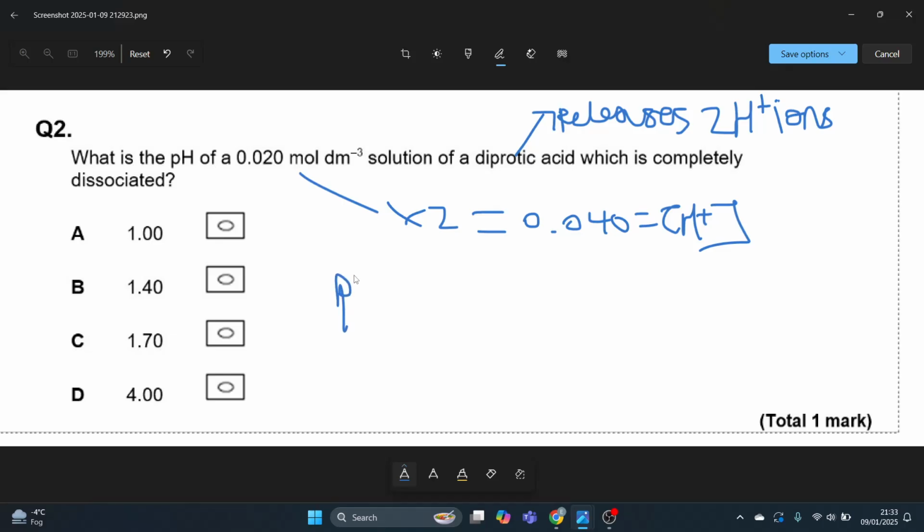And therefore I'm going to do pH equals minus log 10 of the concentration of H plus ions, minus log 10 of 0.040, which is 1.40. However, if I just did pH equals minus log 10 of 0.020, I'd get 1.70. But that's wrong. We need to times it by 2 since it's a diprotic acid.